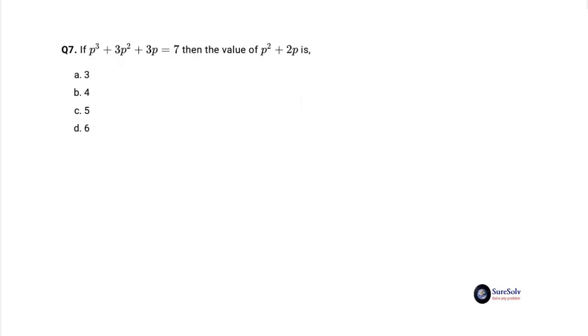Question 7 is, if p cube plus 3p square plus 3p equal to 7, then the value of p square plus 2p is option A 3, option B 4, option C 5 and option D 6. Identify the 3 terms of the given expression as the first 3 terms are cube of some expression of p plus 1. Add just 1 to both sides to get p plus 1 whole cube equal to 8.